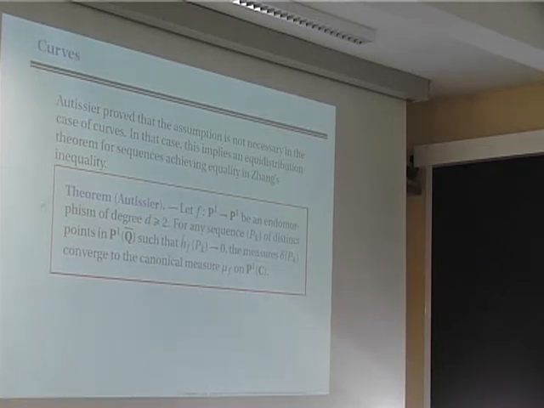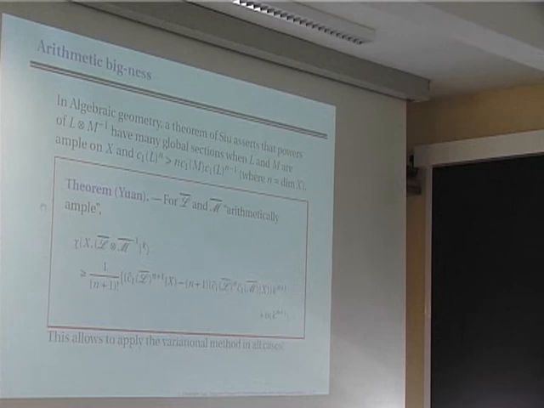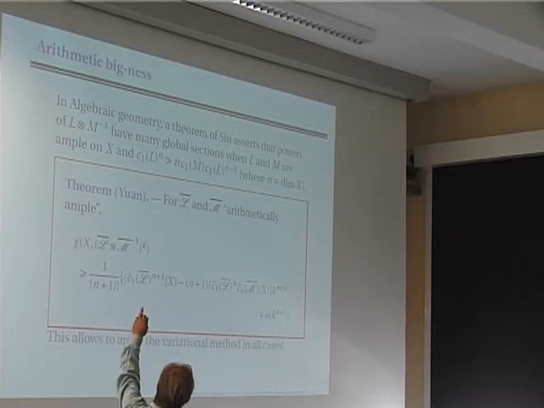Okay, so that was the situation until the beginning of this year. And so in March, Shou-Wu Zhang told me that one of his students had proven a theorem that allows not to remove the semi-positivity assumption in Zhang's inequality, but at least to circumvent it. So I go back to algebraic geometry to explain what happens.